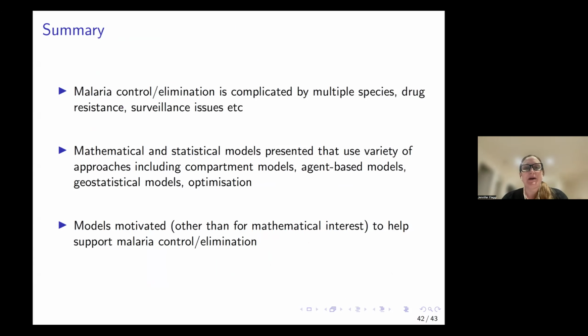To wrap up in summary, I've spoken about a few different models, mostly around malaria control and elimination. Obviously, it's very complicated because there are multiple species, drug resistance, and issues around how to do surveillance optimally. I've presented several models using a variety of different methods: compartment models, agent-based models, and so on. But mostly, I'm motivated by mathematical interest as well as trying to use the models to help support malaria control and elimination in different settings.